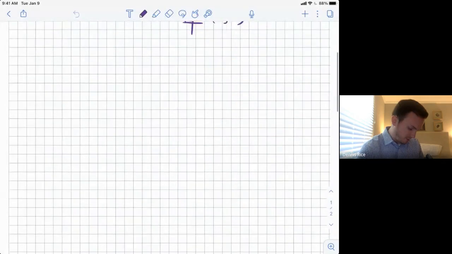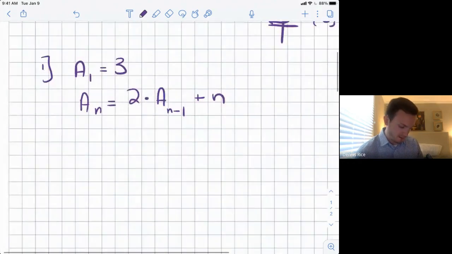I think everyone can use a little practice with this. So we'll say, all right, A1 is 3, and this rule is going to be A sub n equals, ooh, okay, I got a nice one. Okay, try that one. I didn't put a question. Let's find the 5th term.